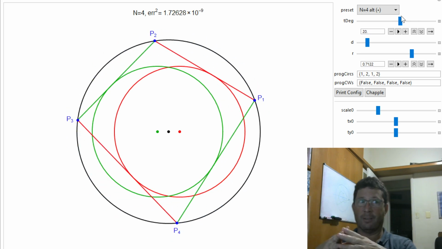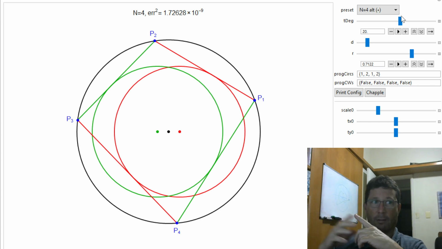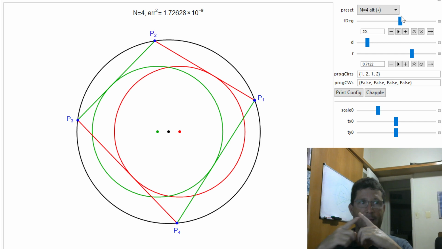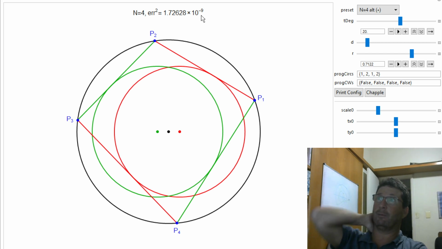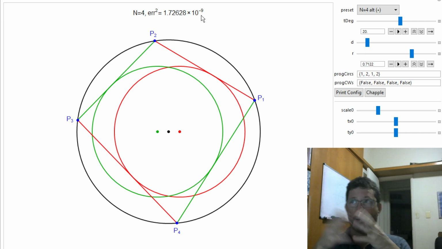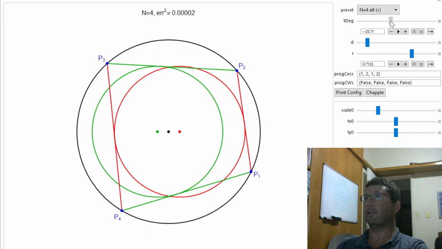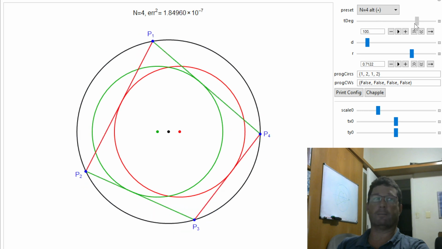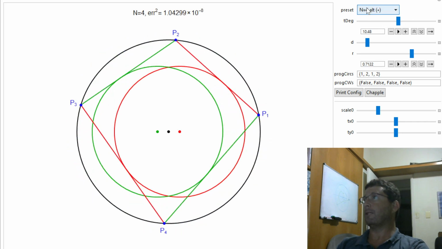So there is this phenomenon where some trajectory or program choices maintain the pseudo-porism, meaning that the first and nth vertex, or n plus 1th vertex of the trajectory remain pretty close to each other. And what do I mean by pretty close? The distance between the first and last vertex is 1/10,000th of the circumradius of the outer circle throughout the entire porism, for all positions of P1. Okay, let's look at another one.